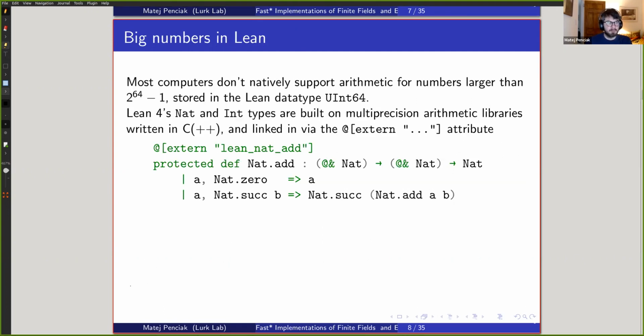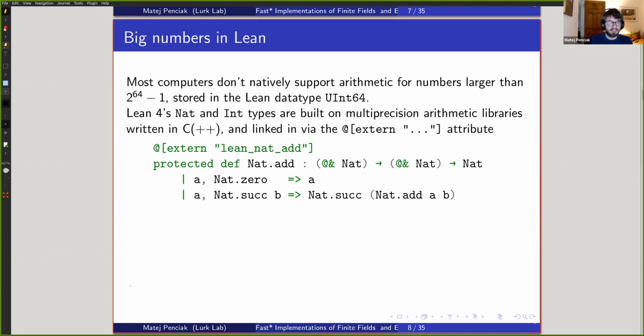So now the setting has been set, right? Now we know that we're going to be working over fields of about size 2 to the 256. So how do we actually represent these things? Just a comment: most computers don't know about numbers larger than 2 to the 64 minus 1, basically Lean's UInt64 data type. So what's done instead is that Lean 4 represents the Nat and Int types, which are multi-precision data types, in terms of some external C or C++ libraries.